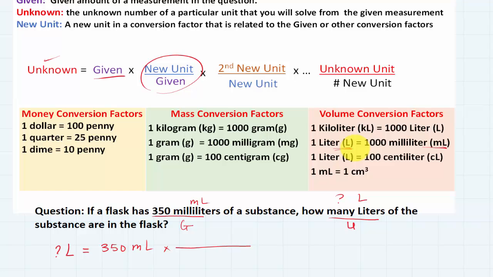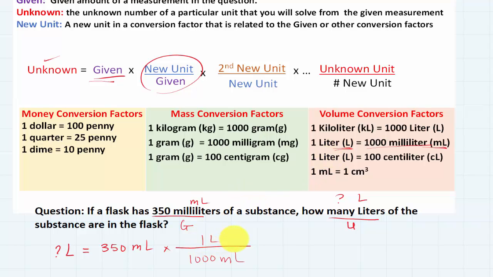Now the tricky part: which one will be on the bottom of the fraction, because this part can be on top or this part can be on the bottom. In this case, our given unit is milliliters, therefore milliliter has to be on the bottom as well because we want to cancel it out. How many milliliter? It's going to be 1,000 milliliter. And what is going to be on the top? Of course, the leftover part, which is 1 liter.